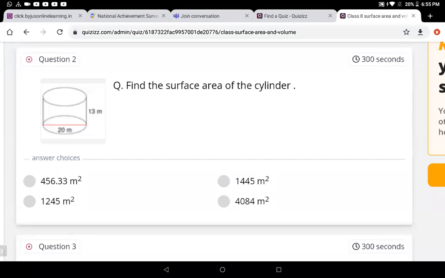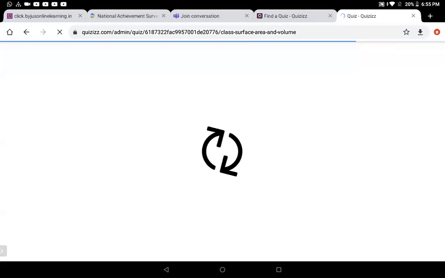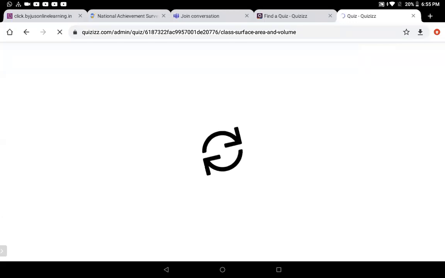Yes, which option is correct, children? Yes, which option is correct? 1444. Last, 1445. Yes, last option is true, children. Last option is true, right?